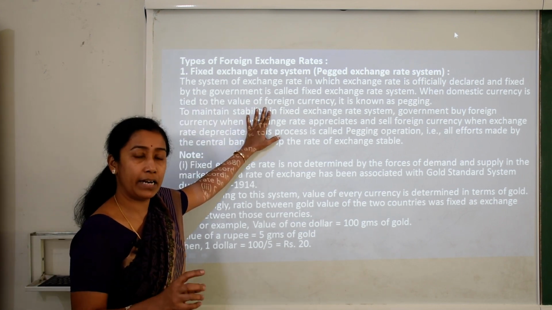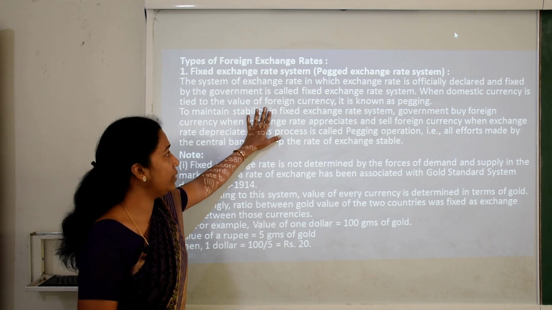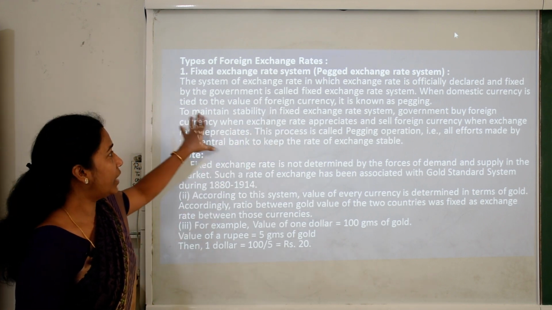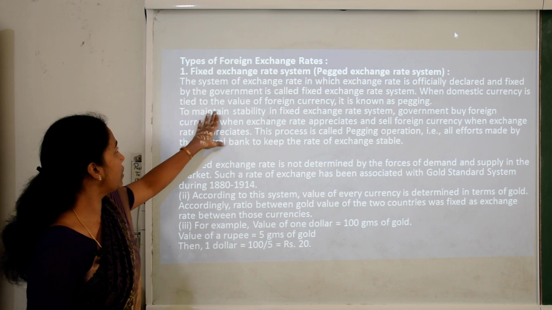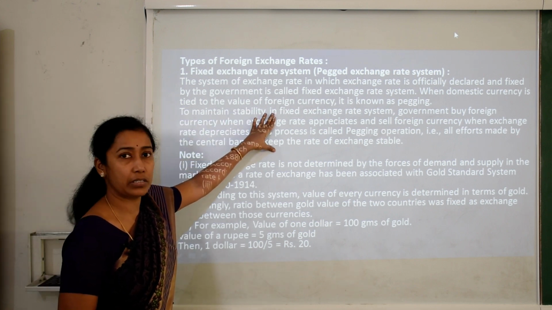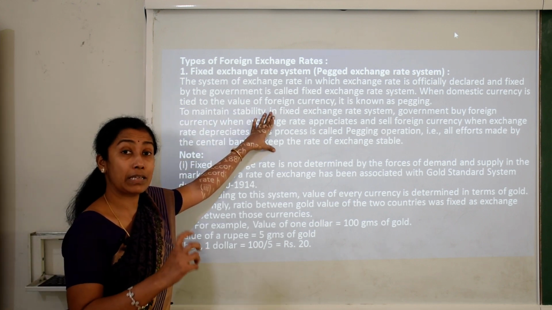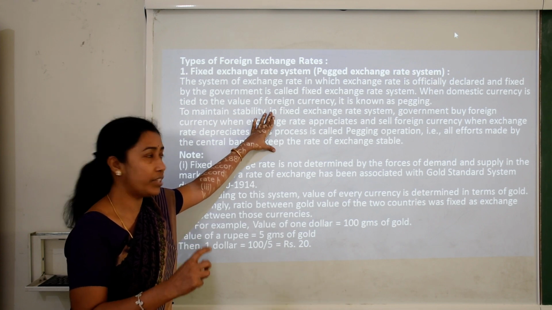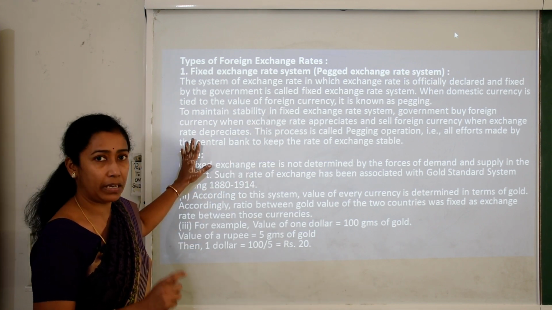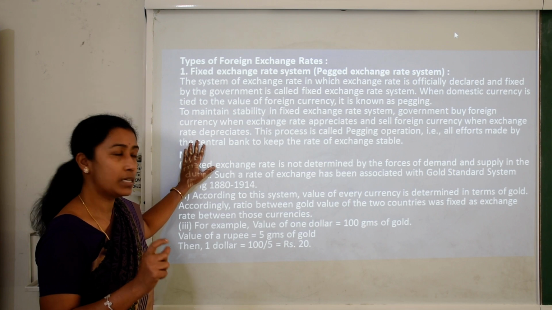That means the exchange rate system is declared and fixed by the government only, that is, the fixed exchange rate system. When the domestic currency is tied to the value of a foreign currency, that means when our domestic currency is compared or fixed with other countries' currency, it is known as pegging. This particular act is called pegging.